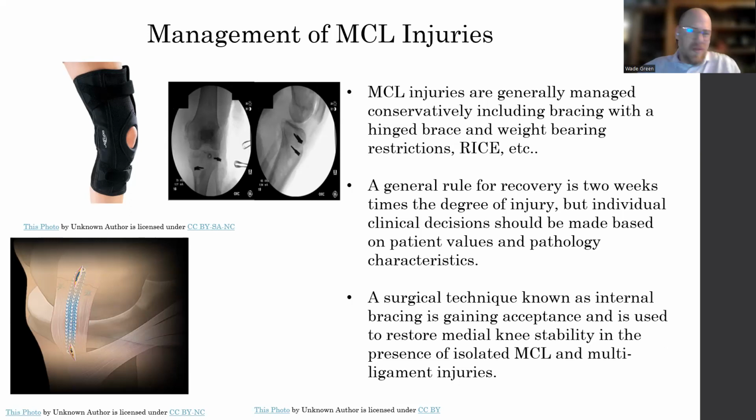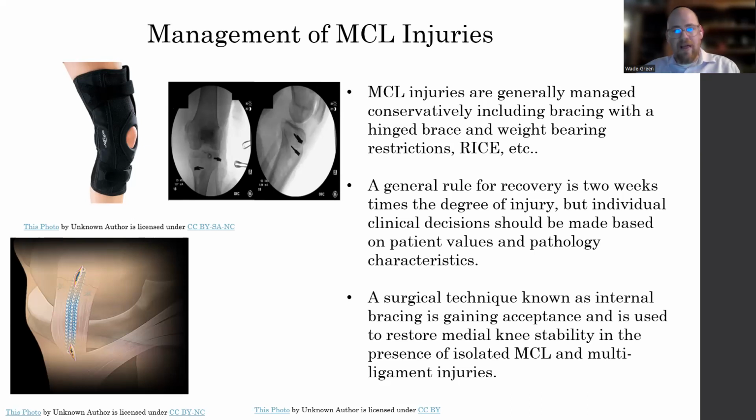So a general rule, and this is not hard and fast, but how long will it take someone to come back from an MCL? So 2 weeks times the degree of injury. Someone with a grade 1 MCL, you know, it's reasonable that they could be out for 2 weeks, right? Grade 2 could be a 4-week type of injury, and a grade 3 could be up to 6 weeks.